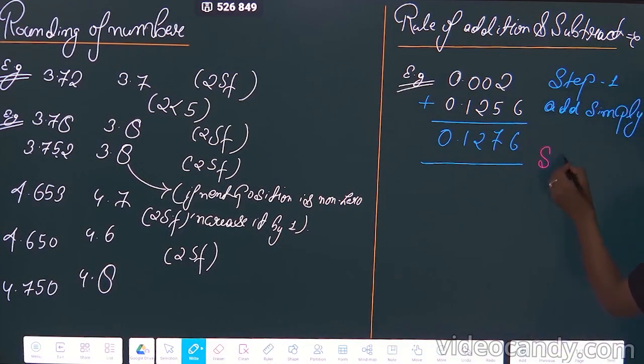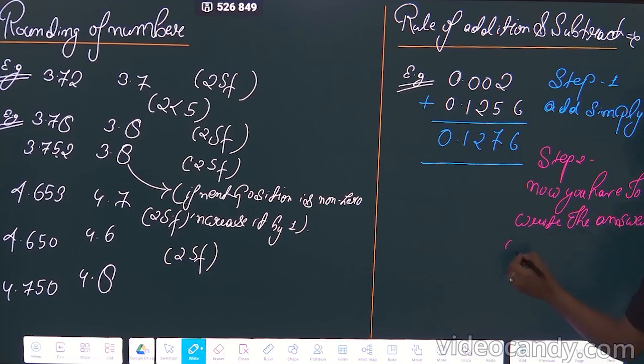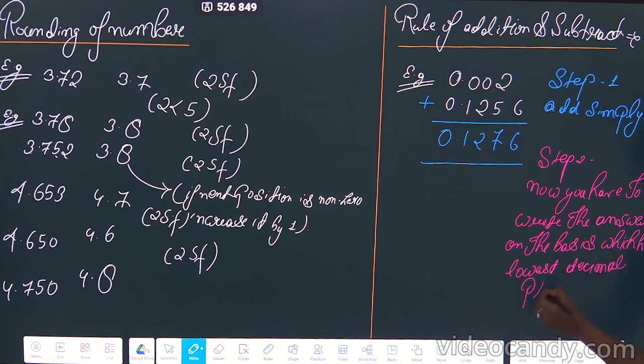Step 2. Now you have to write the answer on the basis of which has the lowest decimal places.